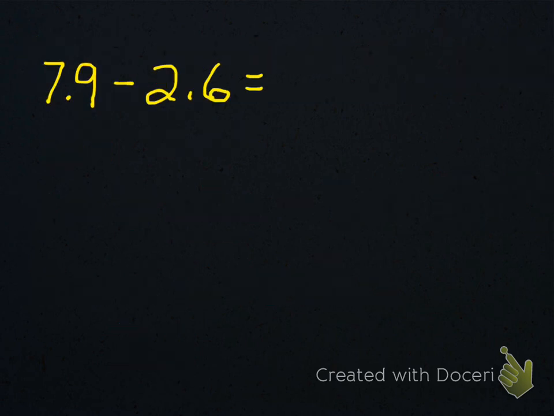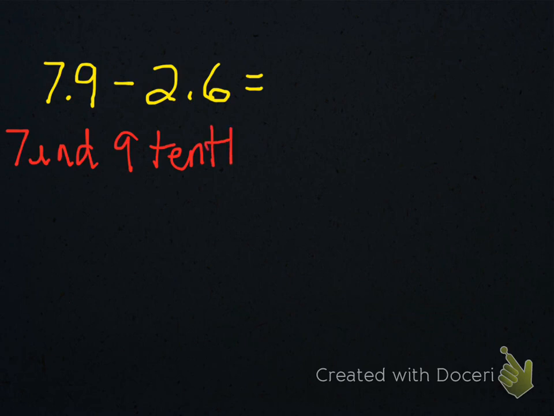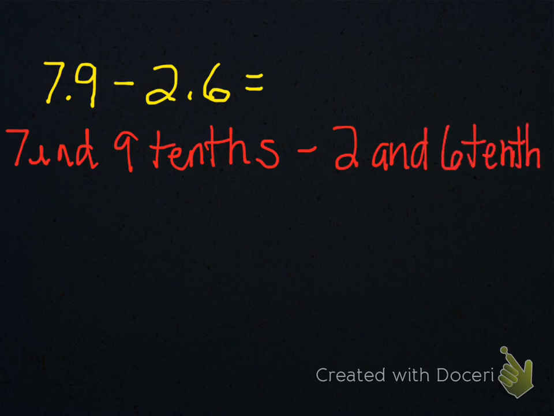Let's do another example. So 7.9 subtract 2.6. First we'll break it up. So 7.9 would be 7 and 9/10. And 2 and 6/10 for 2.6.